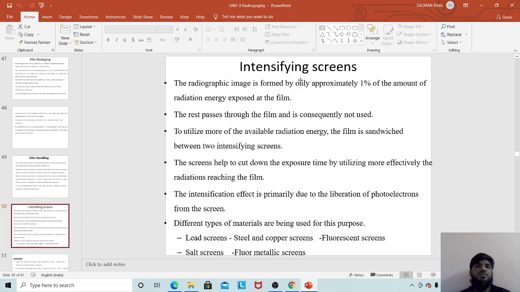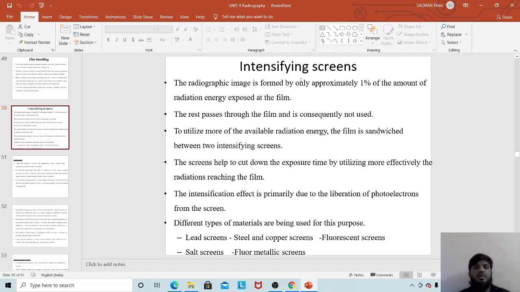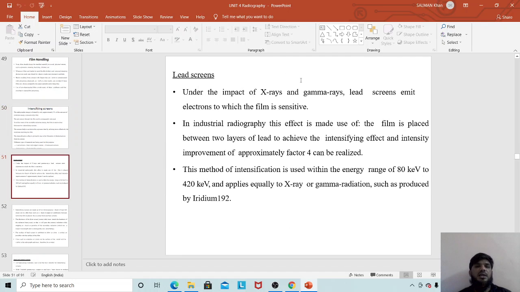Okay, so these films have to be seen on some screens. There are different types of screens which are generally used, that is lead screens, steel and copper screens, fluorescent screens, salt screens, and fluorometallic screens. The lead screens are used under the impact of X-rays and gamma rays. A lead screen emits electrons which react with the film, when you are using a film on a screen where it has to be projected, so that the lead releases some amount of electrons.